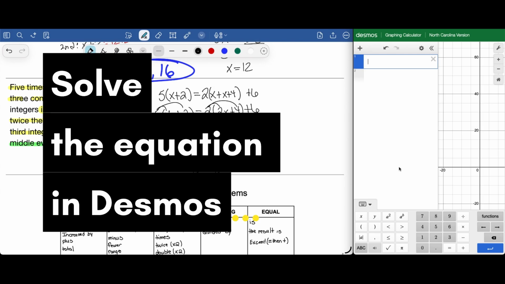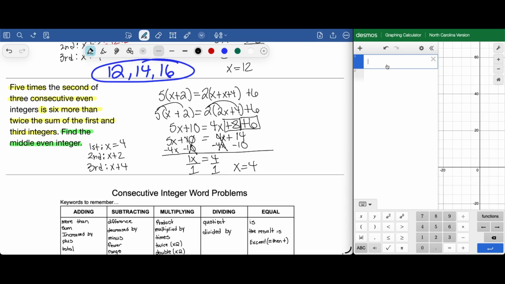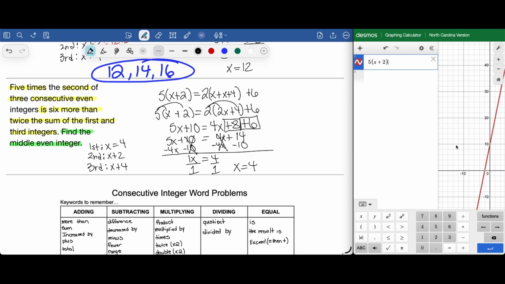Now, if I was to do this in Desmos, because I have an equal sign in the middle, the first thing I'm going to do is put a 5 parenthesis x plus 2. All right. So I'm not going to type all of it in one line. I'm going to split it because of the equal sign. So that means on the other side, I'm going to put 2 parentheses x plus 4. Close that and then put my plus 6 with it.